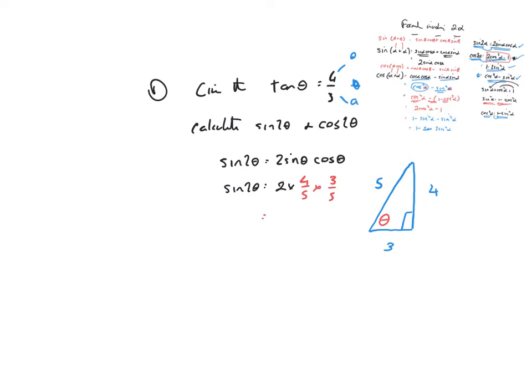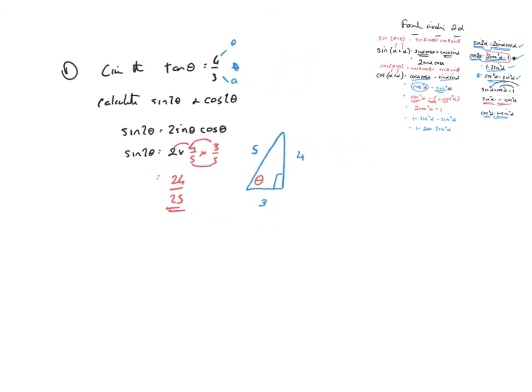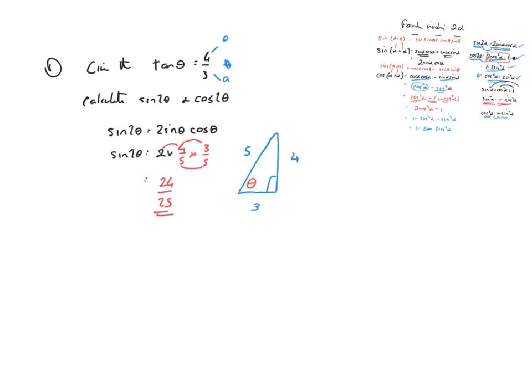Okay, so 2 times 4 is 8, 8 times 3 is 24, over 5 times 5 is 25, 24 over 25. Okay, so I've just proven that sine 2 theta can be written as 24/25. The key thing is, as soon as I'm given a trig ratio from SOHCAHTOA, that allows me to draw a right angle triangle, get the third side through Pythagoras, and then that opens up the other ratios to calculate.